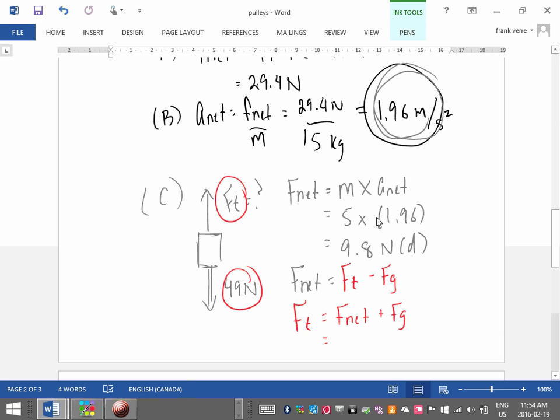The net force is which way? Down. So we've got to consider our signs here. Down would be negative. Up would be positive. So this is actually negative 9.8, and the weight is 49. I'll just finish it up over here. So what's our tension? 39.2.